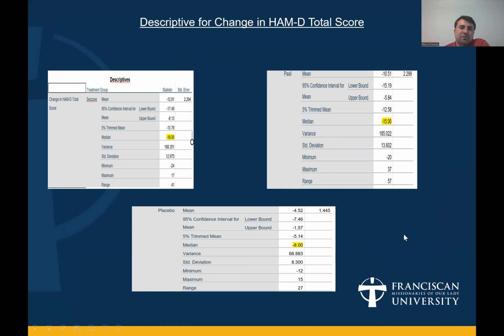Here is just a descriptive for the change in the HAM-D total score. For the treatment group Sarazone, it had a median of -18. For the treatment group of Paxil, it had a median of -15. And for the placebo treatment group, it had a median of -8.